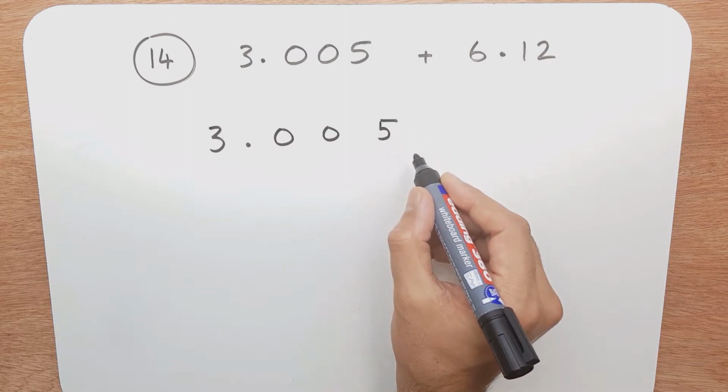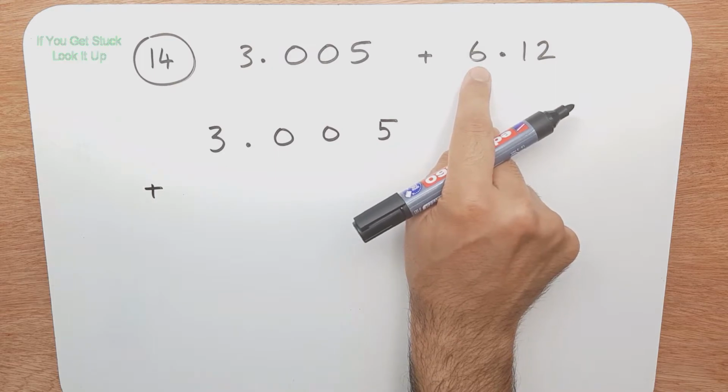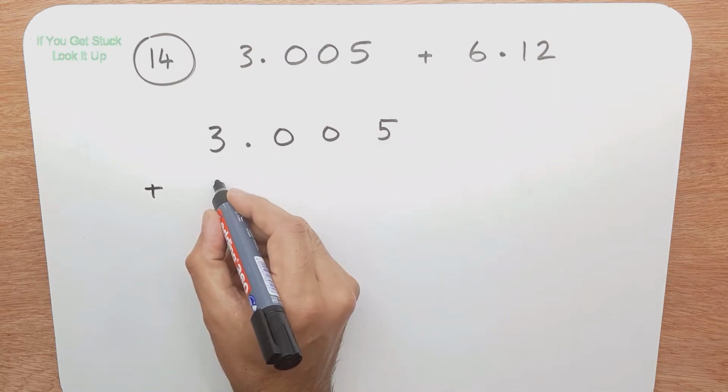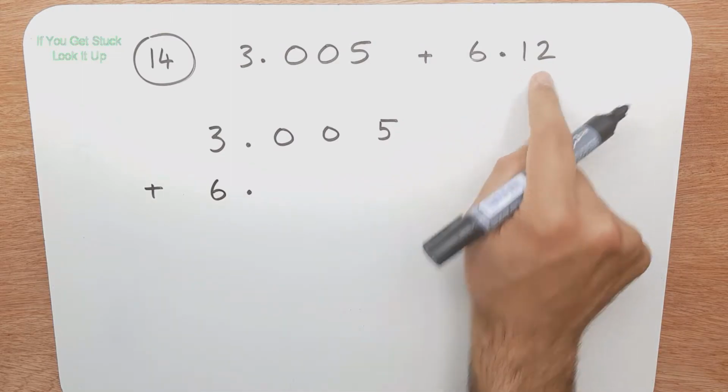3.005 add, now the 6 is in the ones column or the units column. Put the decimal point down and then it's 1, 2.